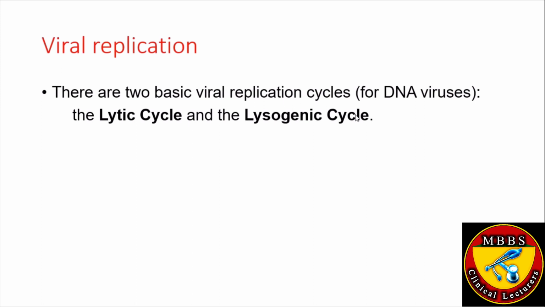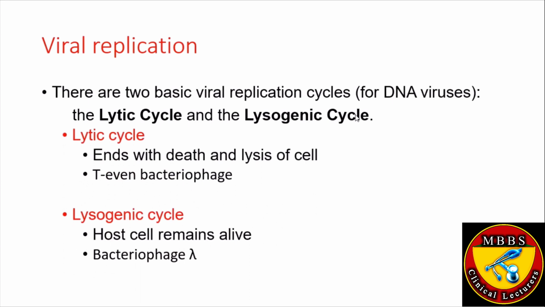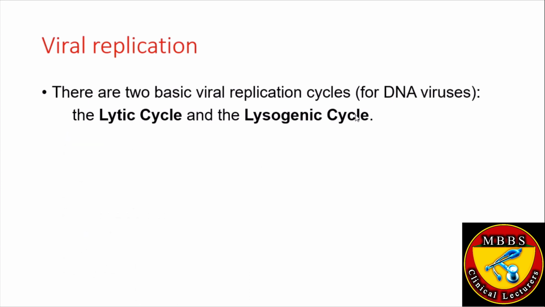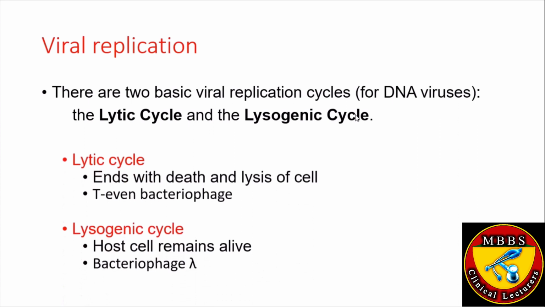So by this way, you can understand the two methods of release. One is by the lysis, in which the cells are going to die, and the other method is budding. So now the viral replication: there are two basic viral replication cycles for DNA virus, especially the lytic cycle and the lysogenic cycle.